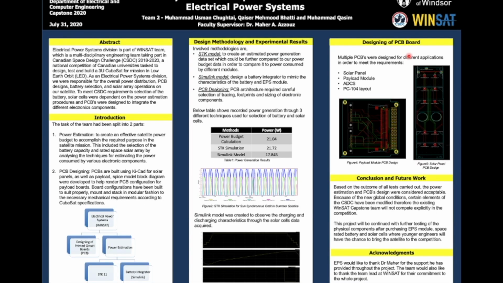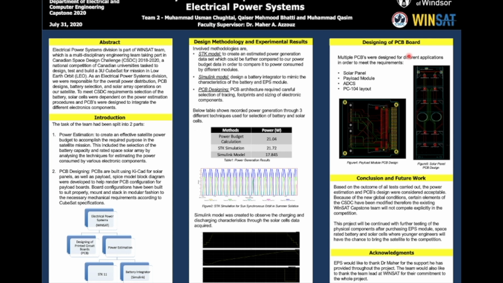Just to give you an insight what WINSAT team is all about, it's basically a multidisciplinary engineering team taking part in Canadian Space Design Challenge Competition 2018-2020. It's basically a national competition for Canadian universities to design, test and build a 3U CubeSat for mission in low Earth orbit. Basically, electrical power systems division is divided further into two subdivisions, one of them being power estimation, the other one being designing of printed circuit boards.